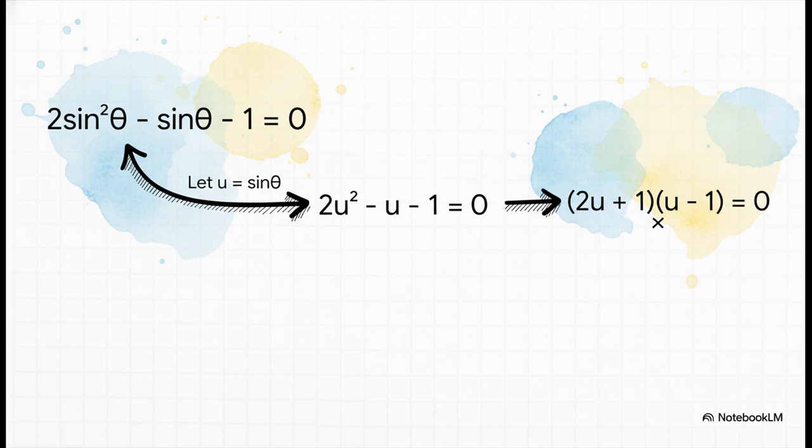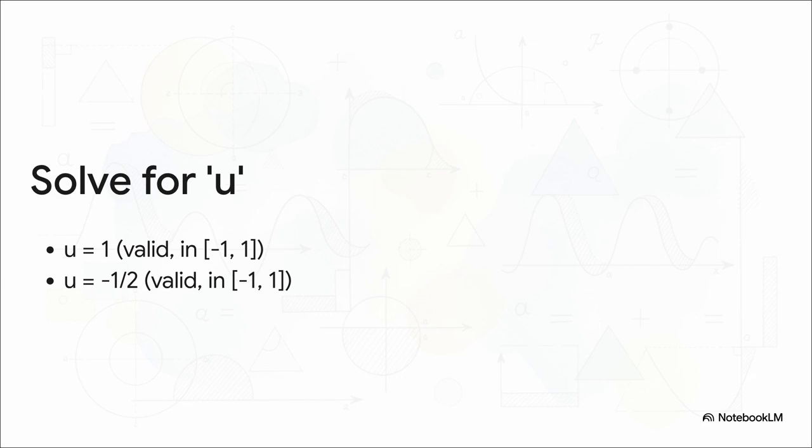And what do you know? That factors beautifully into 2u plus 1 times u minus 1 equals 0. So much cleaner, right? Now, from that factored form, it's easy to see our 2 solutions for u. We get u equals 1 and u equals negative 1/2. Now, there's a really crucial check we have to do here, which we'll talk more about later, but for now, just know that both of these values are valid for sine, so we get to keep both of them.